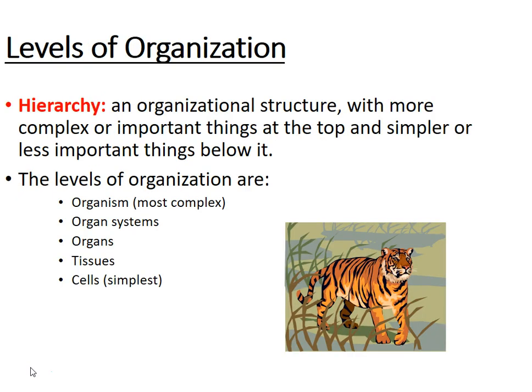Okay, so now we're going to talk about how all of these cells and tissues get organized inside the body. And we're going to talk about a hierarchy. So this is basically an organizational structure. It's got complex or important things at the top, and as you go down, we're getting simpler and simpler. So the levels of organization for an animal body are at the top. The most complex is the whole organism. And then we have organ systems, organs, tissues, and cells, which is the simplest of all.